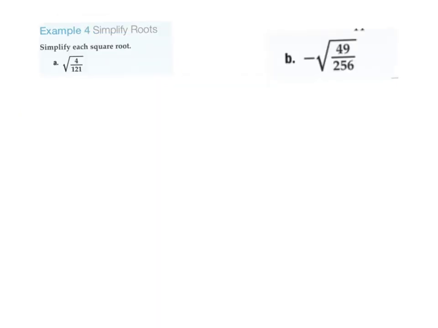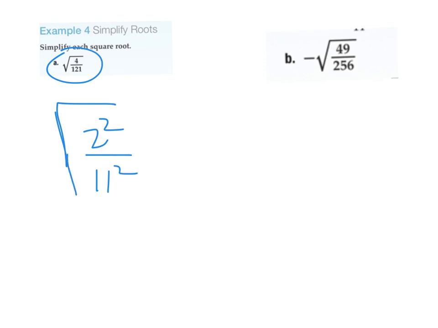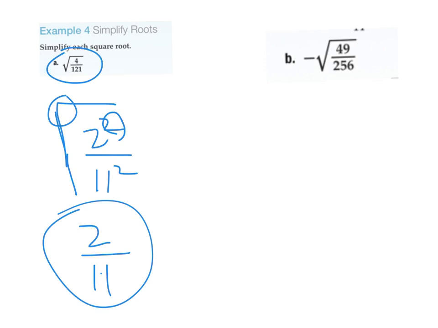Square roots, we can simplify these square roots if we find perfect squares. 4 and 121 are perfect squares. So basically what we can do is we have 2 squared is the 4, and 11 squared is the 121. And anytime you have a square inside a square root sign, it actually comes out without the square. So this and this disappear. So we end up with 2 over 11. So as long as you have a square and a square root, they actually cancel each other out. That's simplifying.